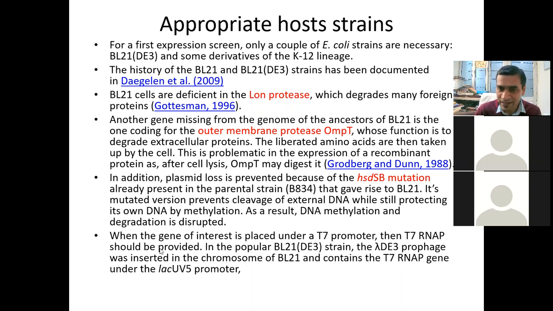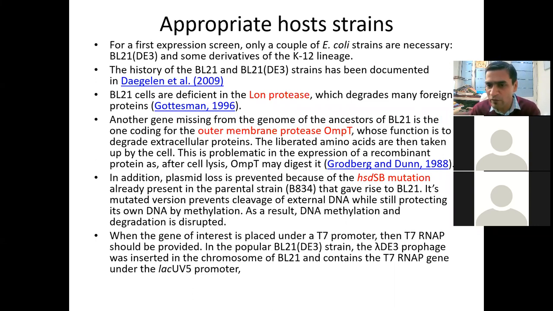So in this case, there are certain E. coli hosts where T7 RNA polymerase has already been integrated under the lacUV5 promoter. Usually in the popular BL21 DE3 strain, the lambda DE3 prophage was inserted in the chromosome of BL21. So now you need not supply it from outside. The RNA polymerase under lacUV5 can be induced by lactose or IPTG, so it is already present in the chromosome of the host.